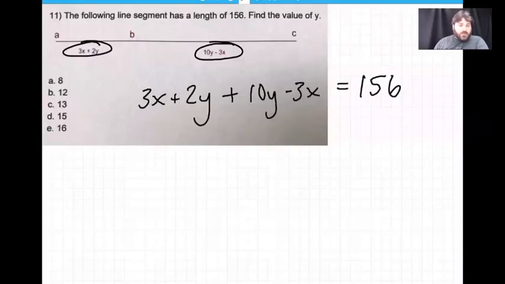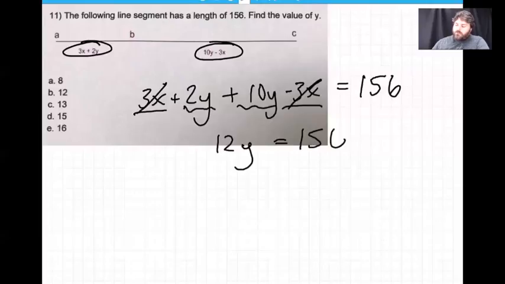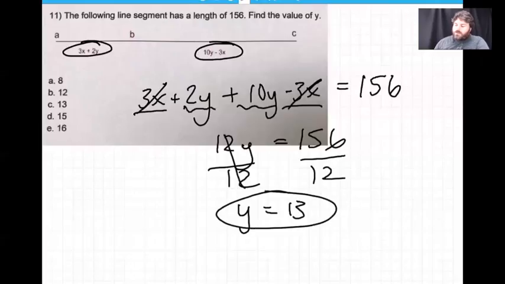Okay, now this looks like it's impossible. There's x's and y's. How would this even work? But if you notice, those x's actually cancel out when you combine your like terms. When I combine my y's, I get 12y equals 156. Divide by 12, I get that y is equal to 13. Now answer the question. Are they asking for one of the side lengths, or what are they asking for? They're asking for the value of y. So the value of y is 13. Okay, you don't have to plug it back in to figure it out.